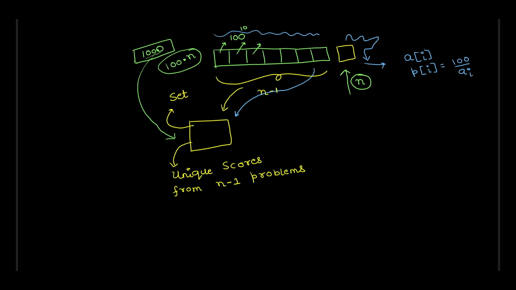Then there are a total of a of i subproblems. So if there are a total of a of i subproblems, and we know that a of i can only be a maximum of 100, then in the problem that you just added, you can either solve one problem or two problems or three problems, two subtasks I mean, or three subtasks and so on. You can solve up till a of i subtasks. So why don't you try out all of these possibilities?